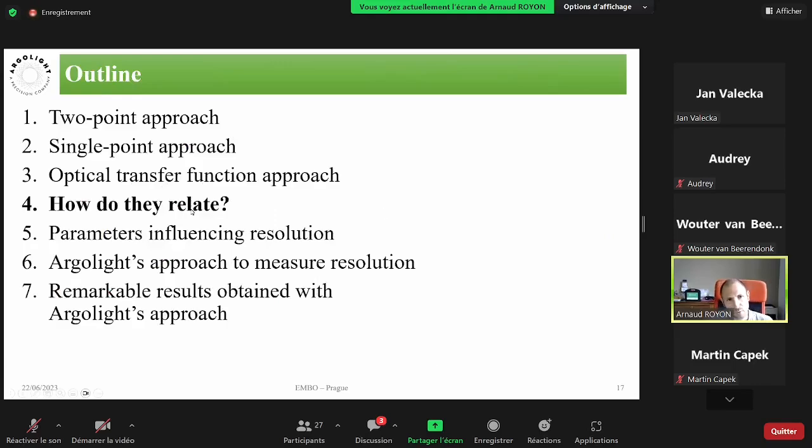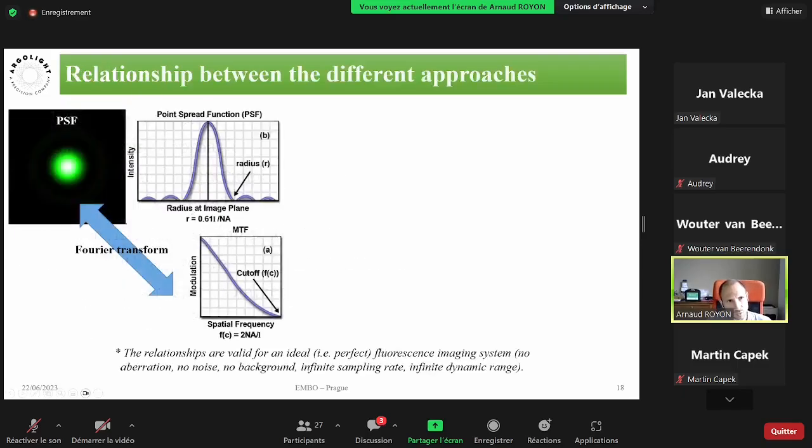How do these three approaches relate? Well, it is quite simple. The point spread function and the contrast transfer function are basically related via the Fourier transform.